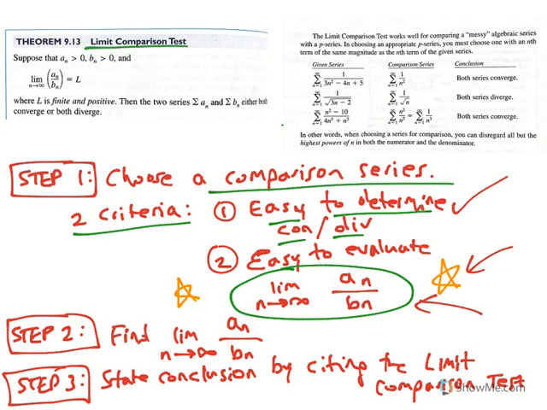Because if you look at the limit comparison test, it says when you do the comparison and you get this limit to be a positive number, then the two series either both converge or both diverge. So how do you know if your series that you're considering converges or not? You look at the convergence or divergence of the comparison series and apply the limit comparison test.